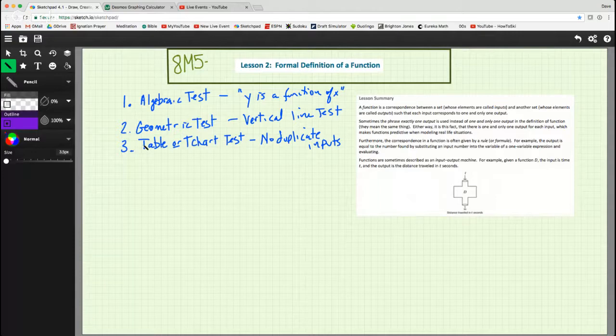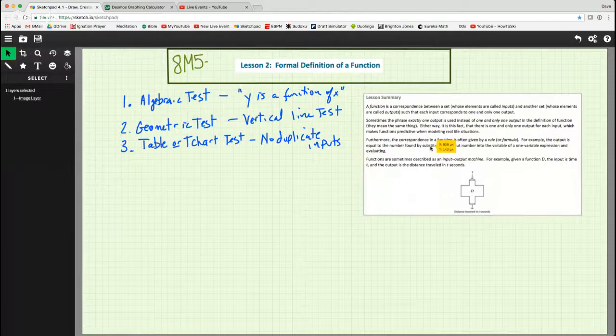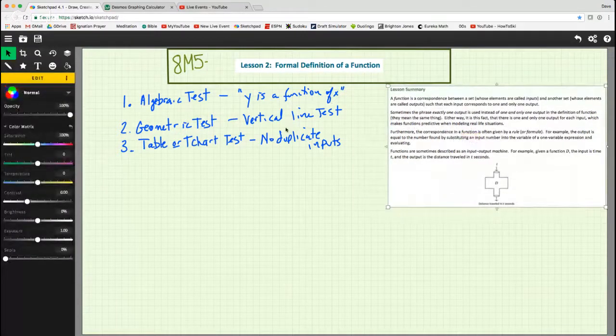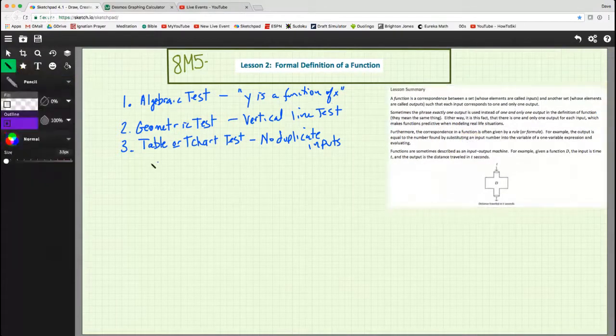And I'm not going to harp too much on this definition. Instead, I want to go back to these concepts that we've been building on since 8M4, where algebra, geometry, and tables and T-charts are all the same thing, and focus on those rules one more time, because in this lesson, you spend almost all of your time in class going over this table or T-chart test to identify whether or not you have a function or not.